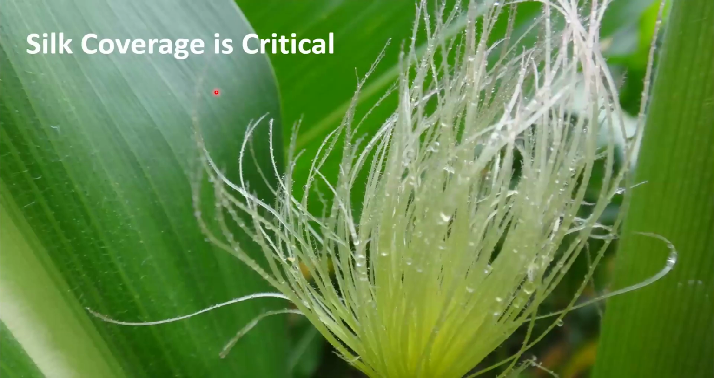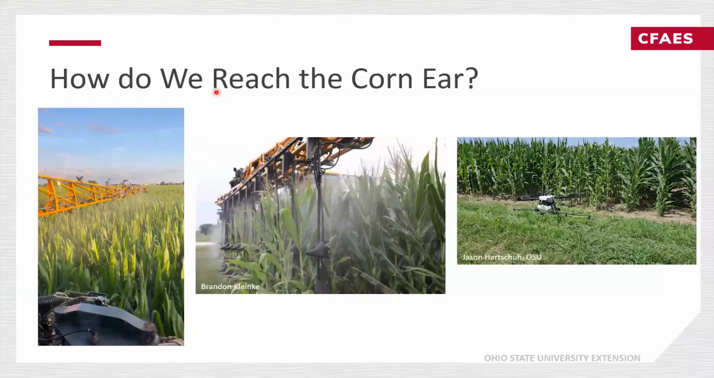So because that pathogen is infecting through the silk channel, when we're talking about fungicide application, silk coverage is especially critical for this disease. But that's a real challenge in corn compared to wheat. When we're spraying that wheat field, our target, that wheat head, is at the top and more accessible as we're making that application. Whereas the corn ear, it's hidden underneath that canopy. And depending on our application method, we may not be able to get that coverage that we need on the silks.